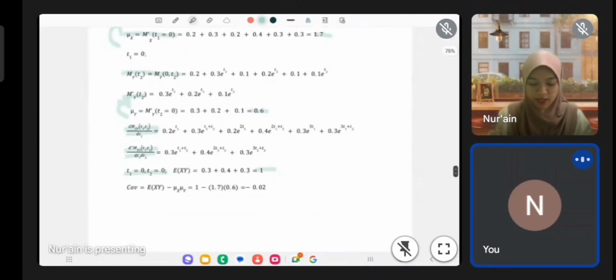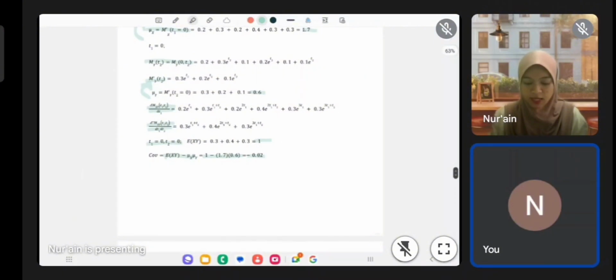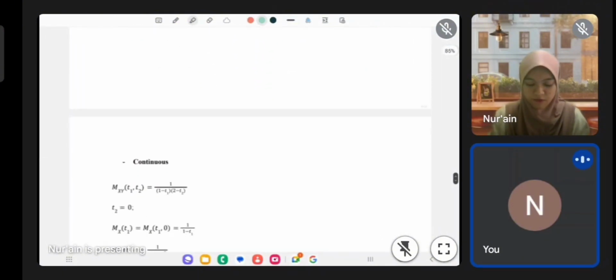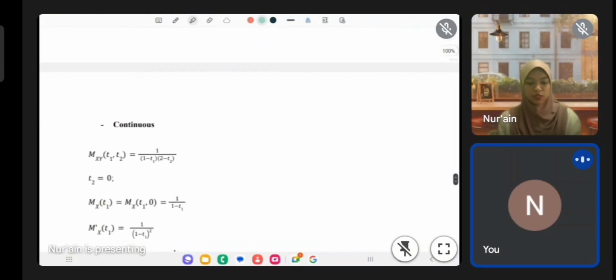Next, we can find the covariance using this formula, which is the mean value of XY minus the mean value of X times the mean value of Y. We substitute the values that we obtained, which is 1 minus 1.7 times 0.6, equal to negative 0.2. Next, we find the covariance value for the continuous distribution.